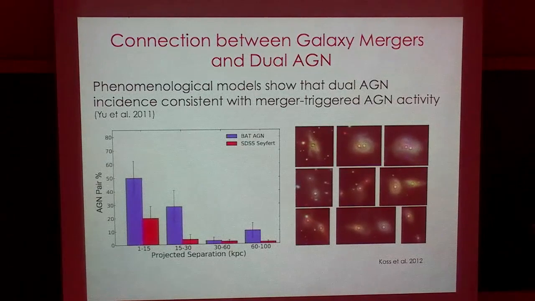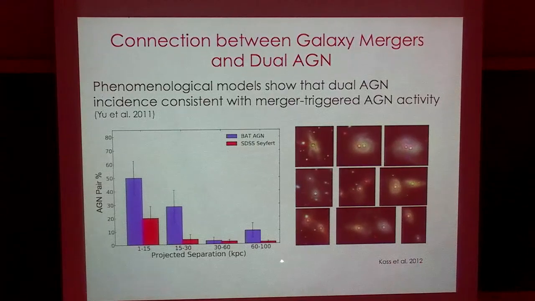So this is work done by Mike Koss using the Swift BAT AGN sample. He started with a sample of 187 ultra-hard X-ray selected AGN. And what he did is he looked for whether the AGN had companion galaxies near them. And he measured the separation between the AGN and the companion. And then he went and looked at, well, how many of these companions are also AGN?